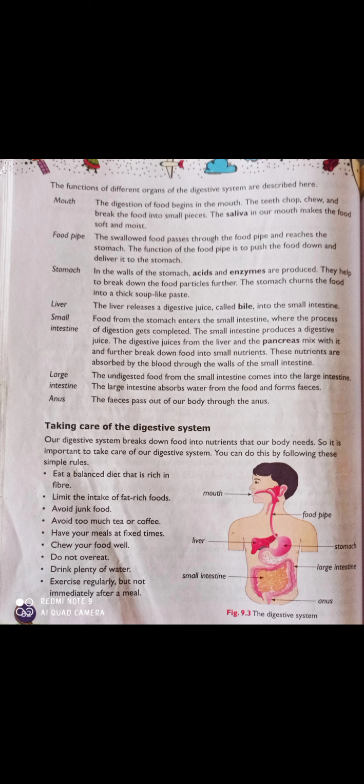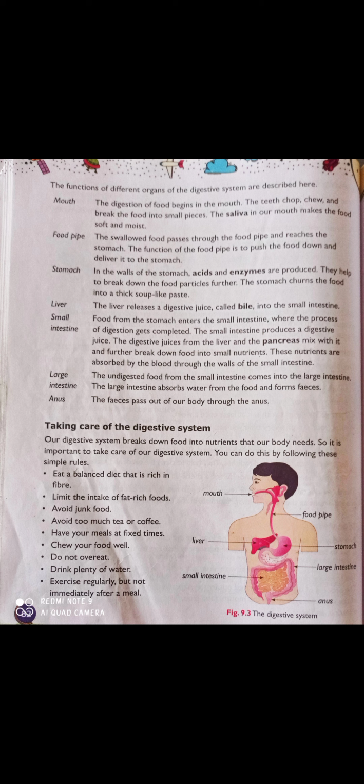Now, last one, how can we take care of the digestive system? We can take care of the digestive system by following simple rules. Eat a balanced diet. Avoid fat-rich food, avoid junk food, avoid too much tea and coffee, have your meals at fixed times, chew your food well, do not overeat, drink plenty of water and exercise regularly.